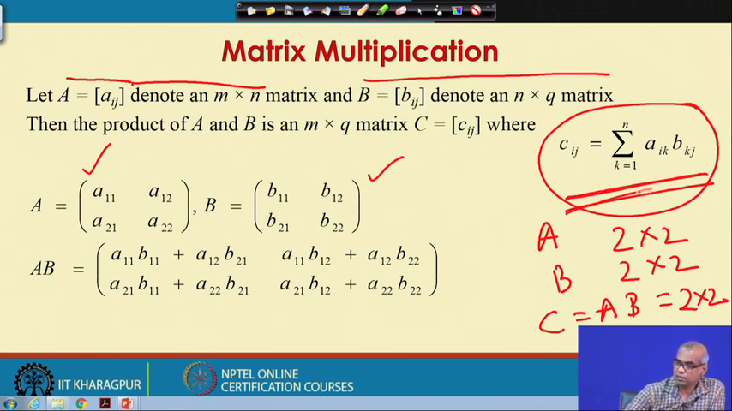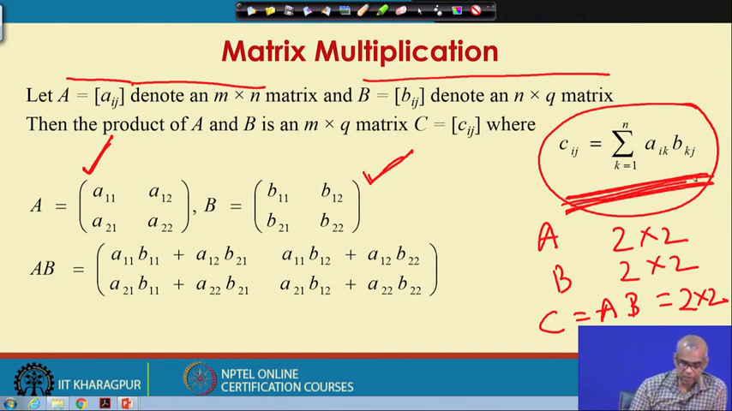Note here, i is the number of rows in the matrix A, j is the number of columns in matrix B. So, if the matrix A has these elements and matrix B has these elements, the product matrix AB can be found by this multiplication.